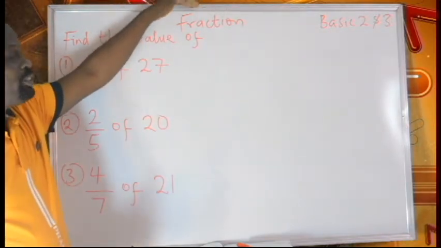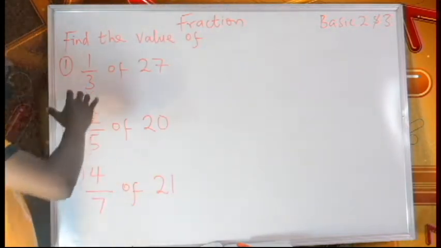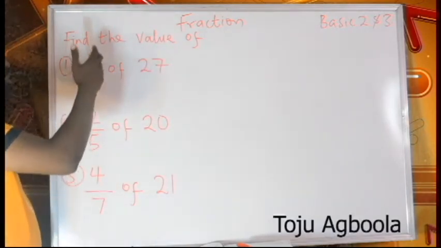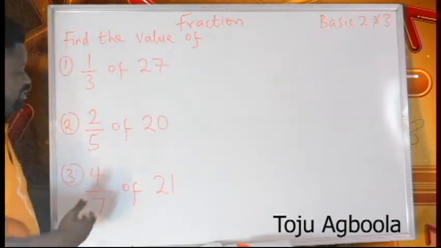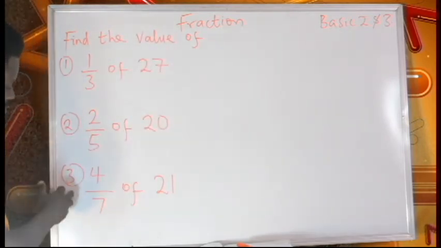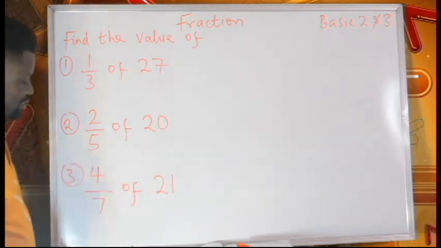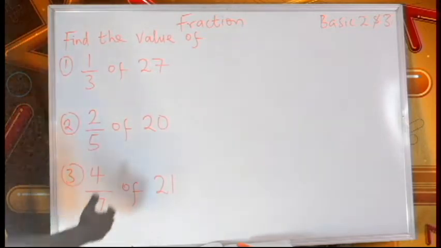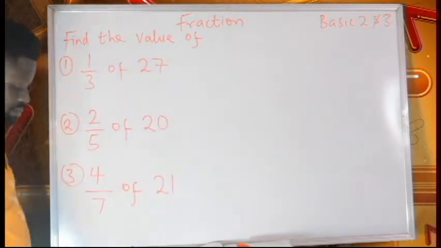Today we are still treating fractions, but we are looking for the fraction of a whole number. Number one is 1/3 of 27. Number two, 2/5 of 20. Number three, 4/7 of 21. So we're looking for the fraction of these numbers.